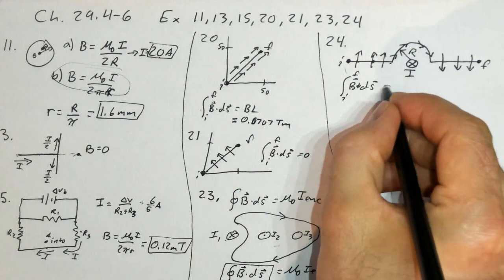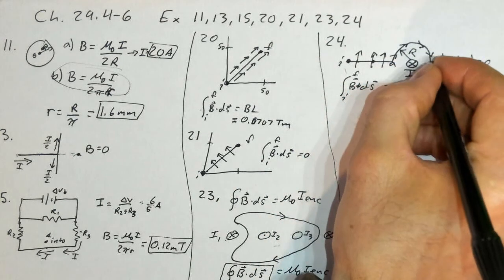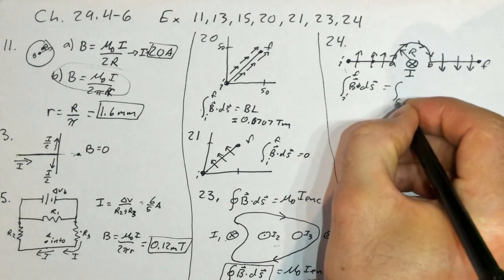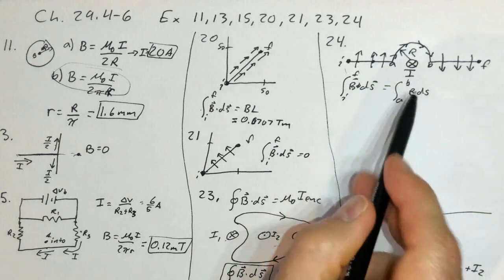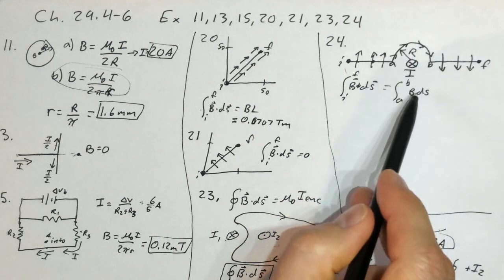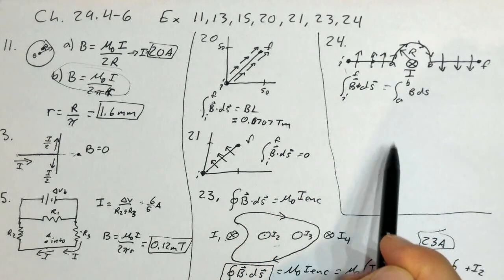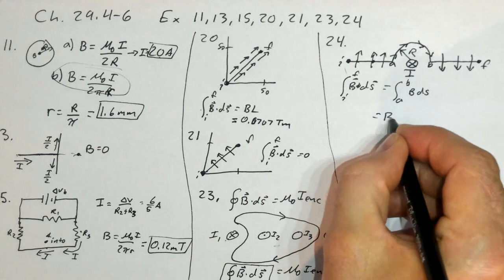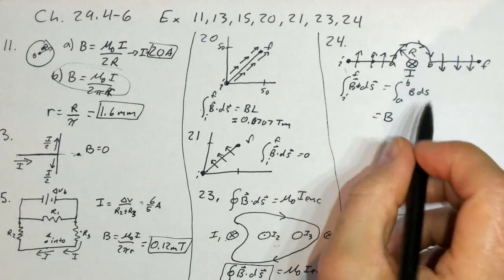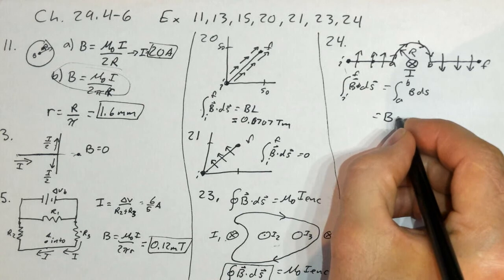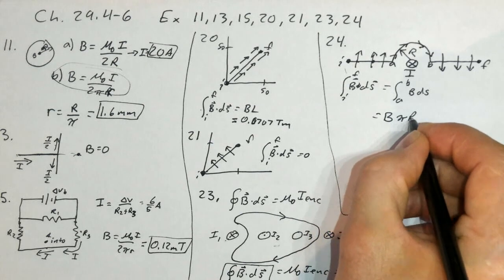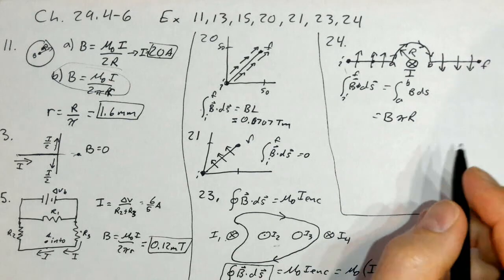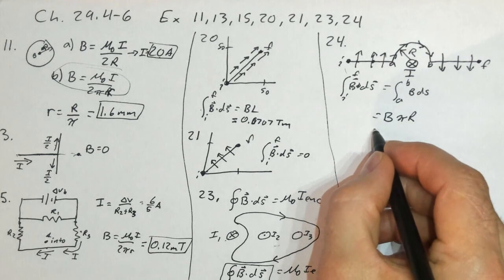So this reduces, if I call this A and this B, this reduces to the integral from A to B of B ds. With no dot product, because they're parallel to each other, and so the dot product just gave me a 1. That just becomes then B is constant, since it's a constant distance away, times ds integrated from A to B, which is a half circle, so that's pi r. Okay, and so this line integral is just B times pi r.